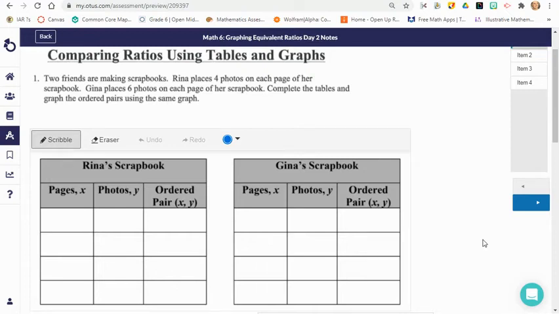So Rena places 4 photos for every 1 page. All right, every 1 page she places 4 photos. So her ordered pair then would be 1, 4. In Gina's scrapbook, it says that she places 6 photos on each page. So 1 page of hers has 6 photos. So her ordered pair would be 1, 6. So now I'm just going to simply do 2, 3, and 4 pages.